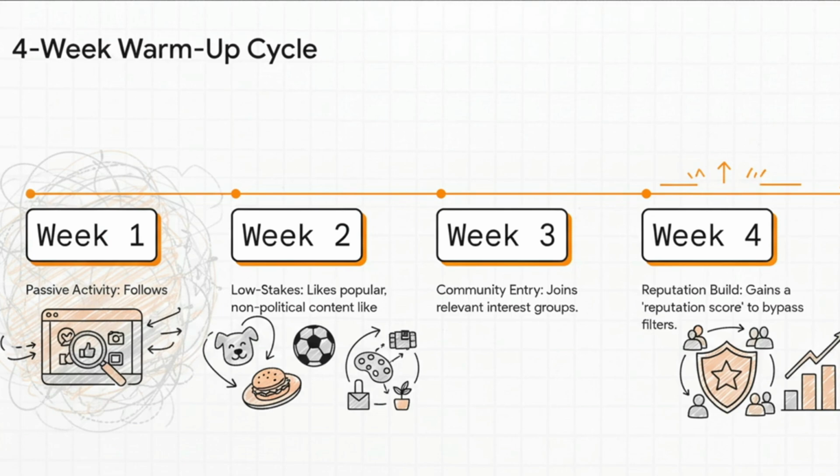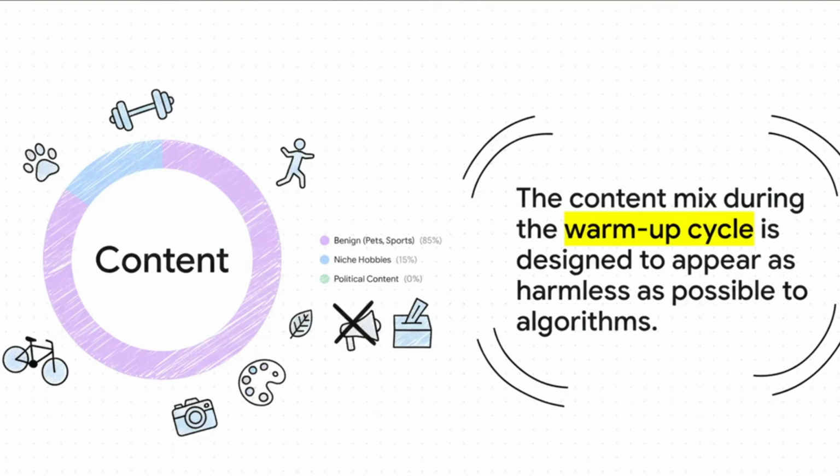Week 1, the account just follows some popular pages. Week 2, it starts liking harmless stuff, cat videos, food pics. By week 3, it's posting its own harmless content. And finally, in week 4, it joins a few hobby groups to build up a good reputation. It's all about mimicking how a real person would slowly get started online. And the content mix here is absolutely key. It is overwhelmingly innocent. I mean, look at that chart.